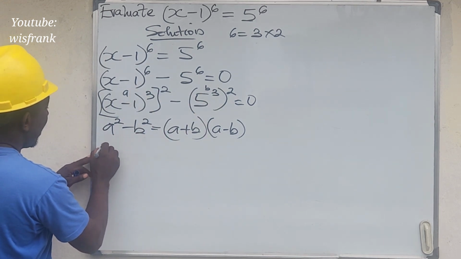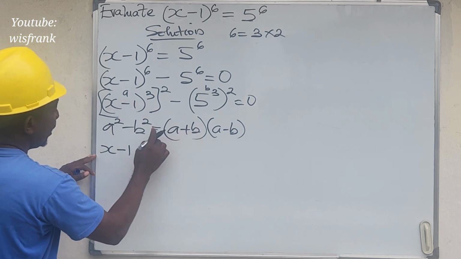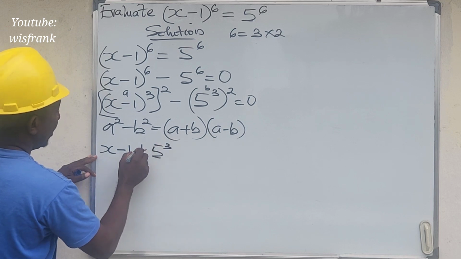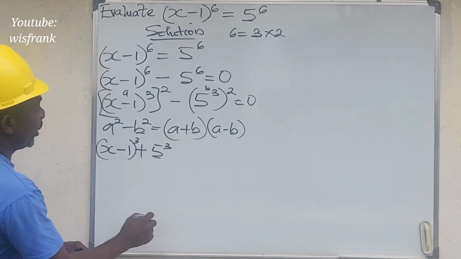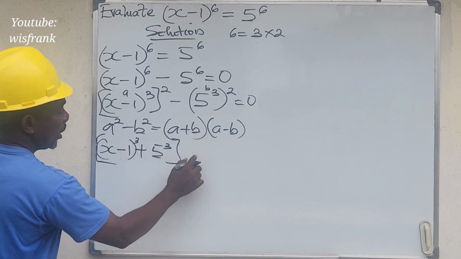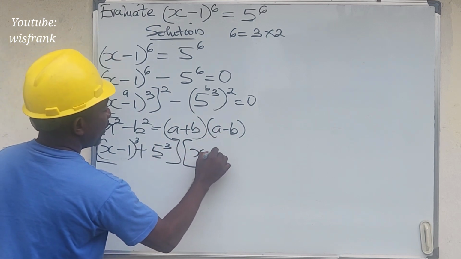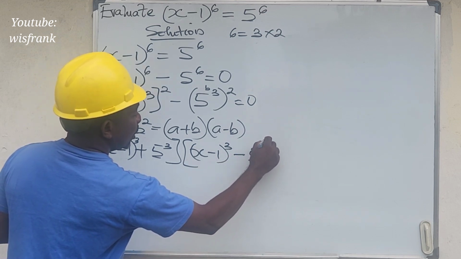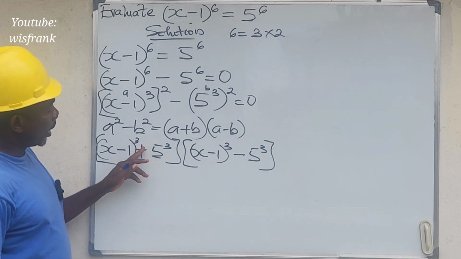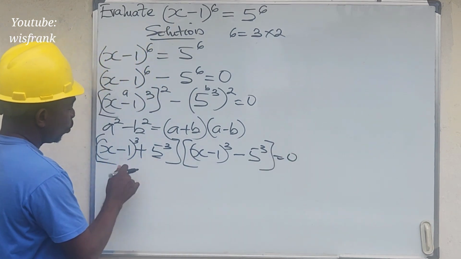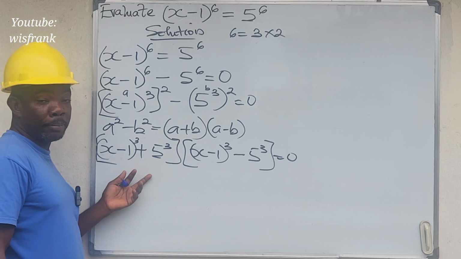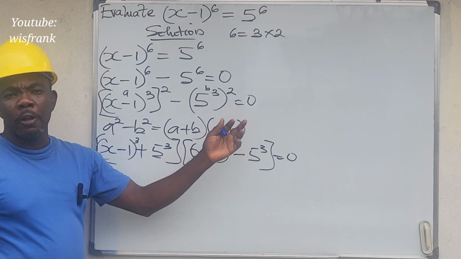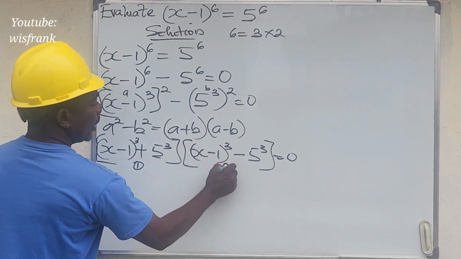This will become (x − 1)^3 + 5^3 for the first parenthesis. Then the second parenthesis, we also have (x − 1)^3 − 5^3. So this is what we have. In this case, we can see that it all equals 0. We have the first bracket and the second bracket. Either the first bracket equals 0, or the second bracket equals 0. So let's call this case 1 and let's call this case 2.